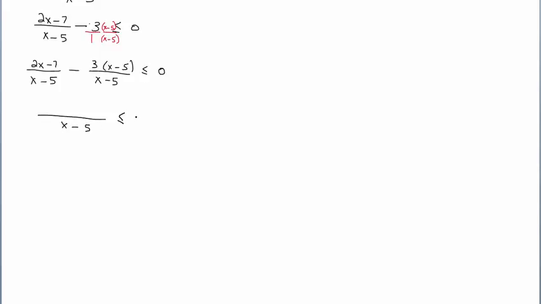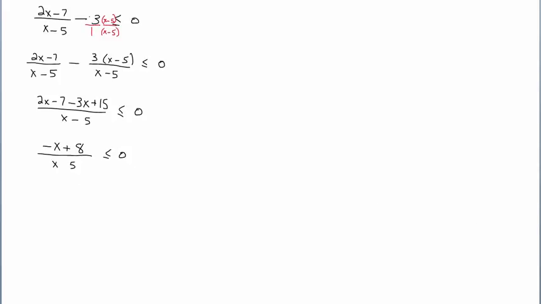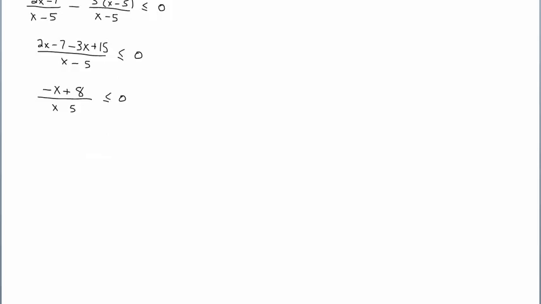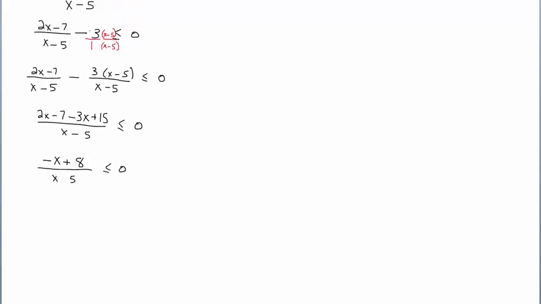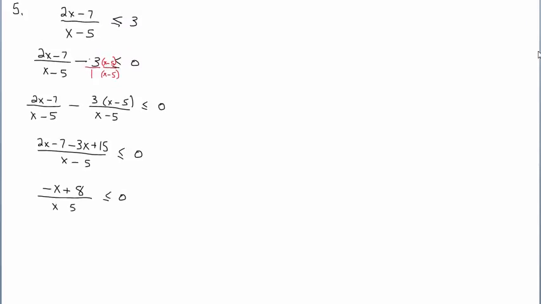Let's rewrite as a single fraction. Distributing the negative 3 would result in negative 3x. Distributing the negative 3 would result in plus 15. Let's do a little cleanup. 2x minus 3x is negative x, and negative 7 plus 15 is 8. So that's step 1 only. Okay, so I think that was a minus.